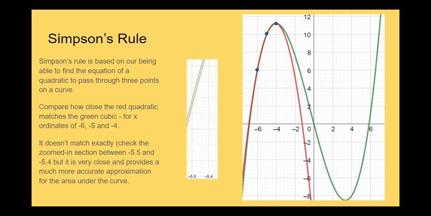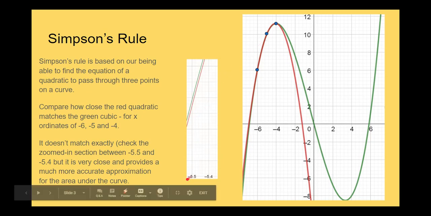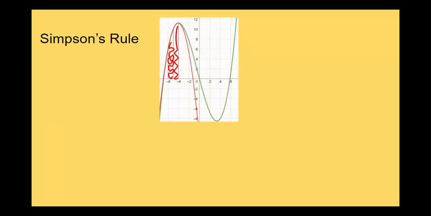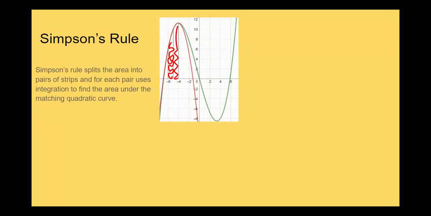If we zoom in, as we have here, then you can see that I've enlarged the scale a lot there, and I've thinned out the lines. You can see that the lines aren't exactly on each other. So if we find the area under the red curve, it's not going to be exactly the same as the area under the green curve. But like I said, it's an accurate approximation. So with the 3 points, what Simpson's rule does is it uses those 3 points to form 2 strips, and it integrates the quadratic to find the area under the quadratic.